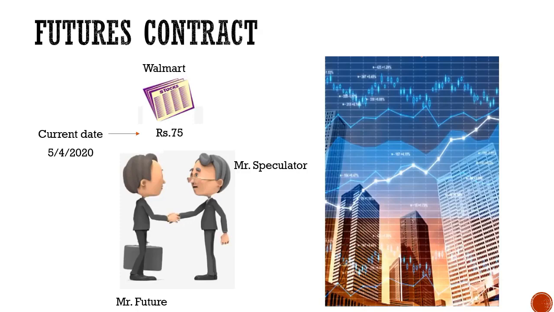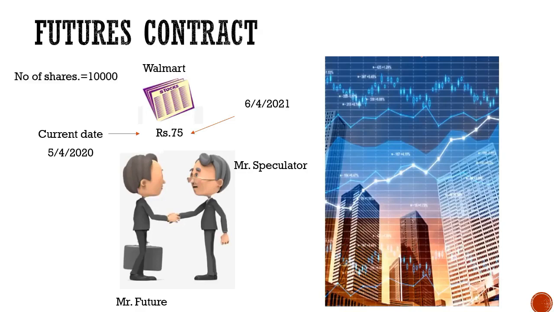Now, as we all know, the stock exchange is highly volatile. So he goes into a future contract with Mr. Speculator, stating that he wants to sell the shares he has of Walmart on 6th April 2021, that is after 1 year, but at a price which is the market price of today, that is the current date market price. He has made a contract. So Mr. Future agrees to sell his shares to Mr. Speculator after 1 year, but the rate will be recorded of today itself.